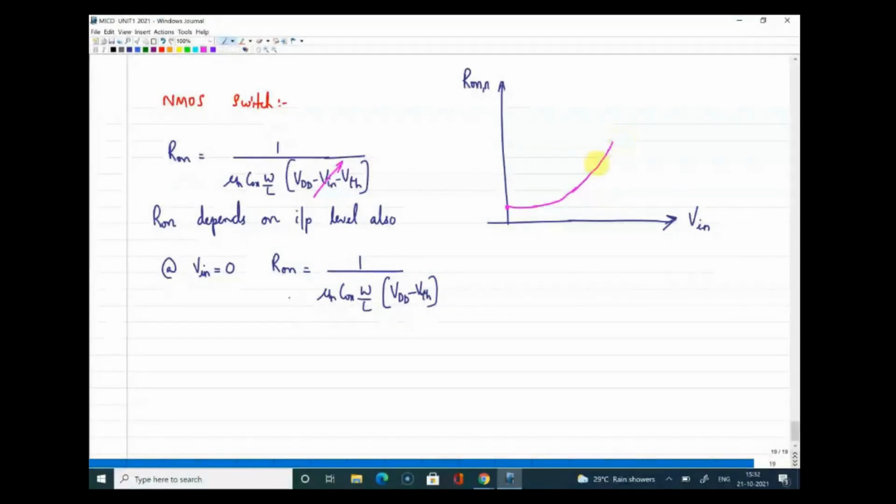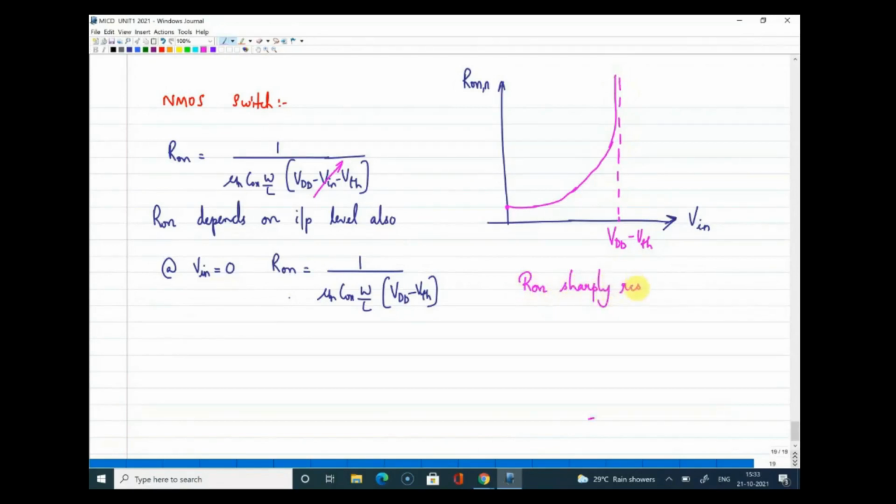Yes. So as your input voltage reaches a specific value, say your Vin is equal to VDD minus VT, this is your VDD minus VT point, and then your on resistance will become very, very high. So this is the on resistance variation of an NMOS switch. You can see that the R on value sharply rises as this Vin value approaches VDD minus VT, or VTH. Now why is this happening?